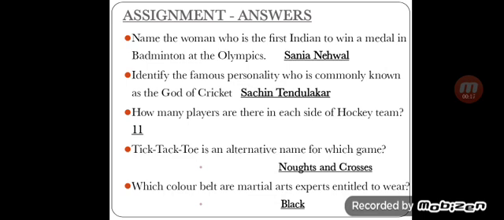So, the first question was, name the woman who is the first Indian to win a medal in badminton at the Olympics. So, it is Saina Nehwal. The second question was, identify the famous personality who is commonly known as the god of cricket. I think everyone knows the answer. Yes, you are correct. Sachin Tendulkar.